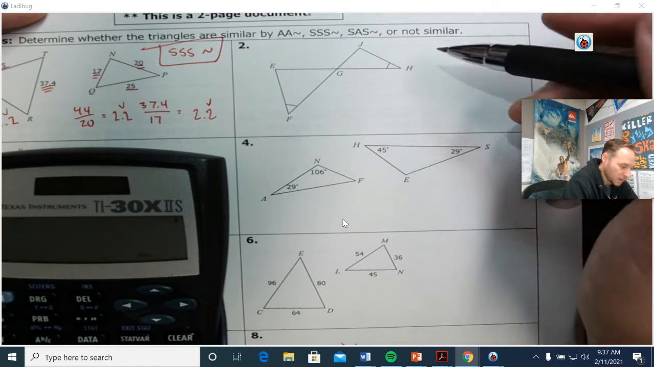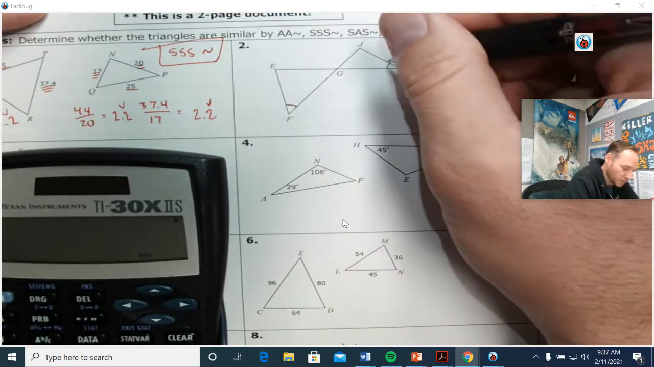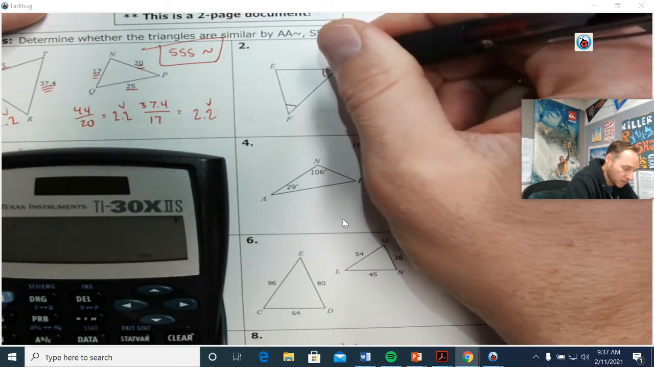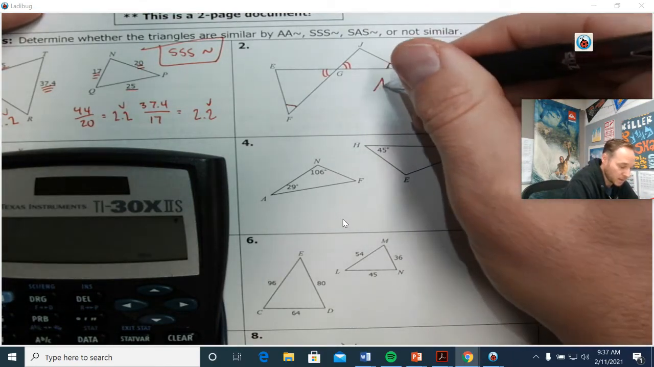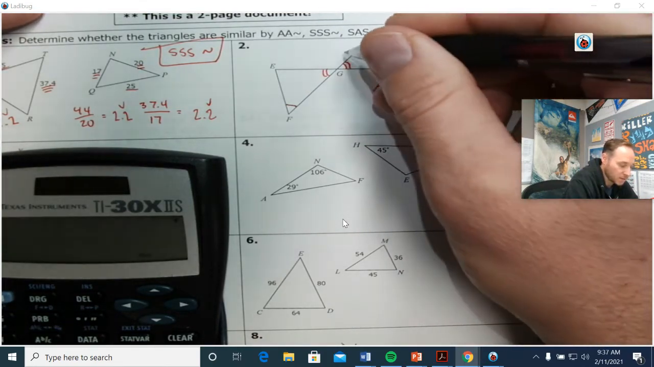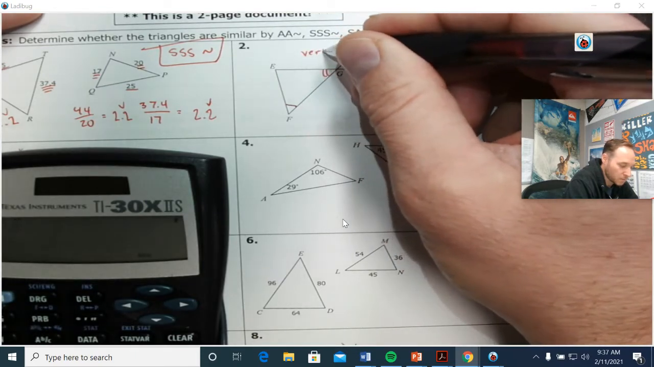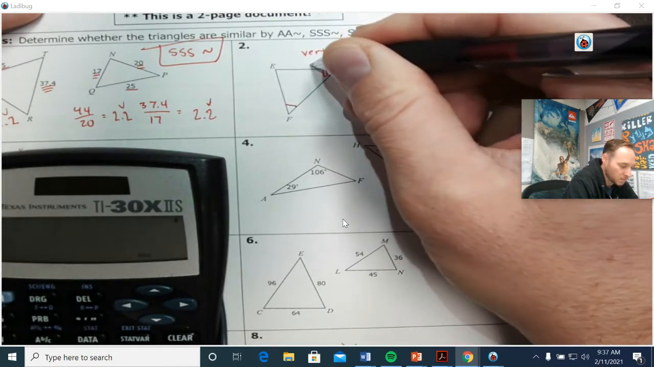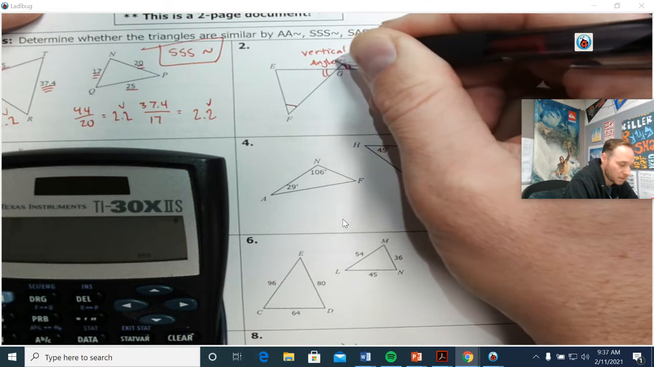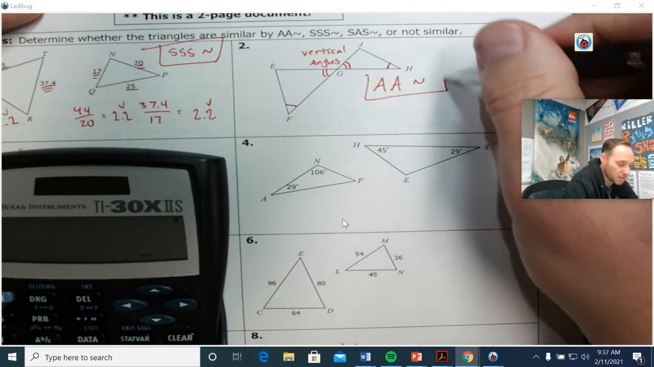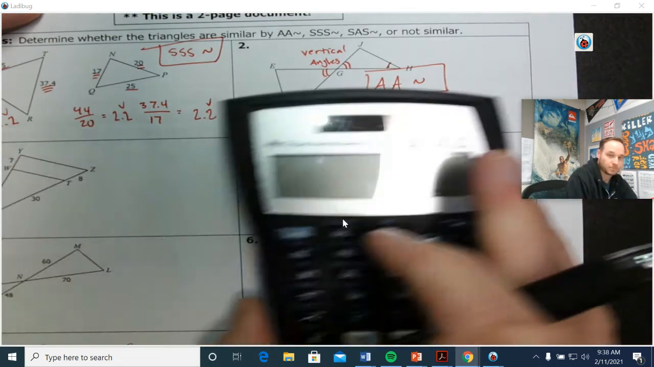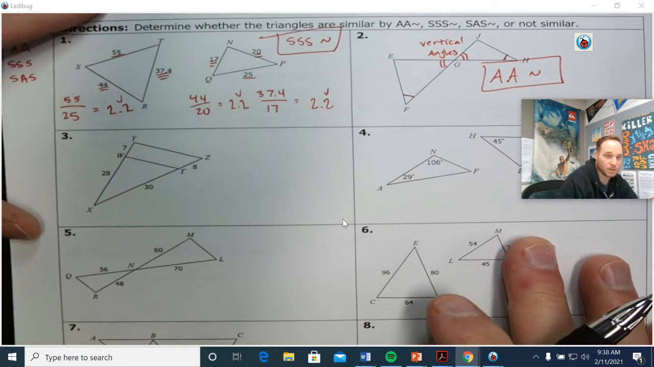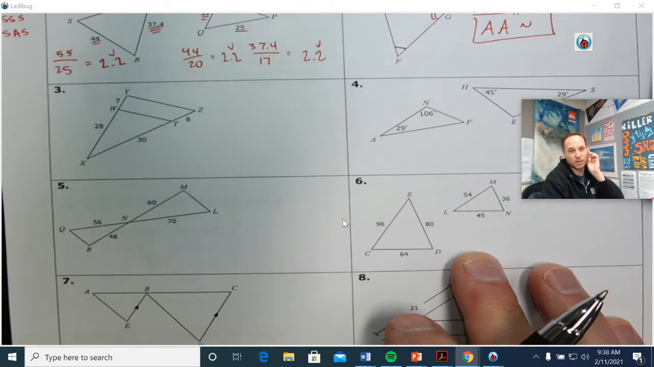Let's look at number 2. Number 2 has a congruent angle, and we know that this angle is congruent to this angle, so these are similar by angle similarity. We know these are congruent because they are vertical angles, and vertical angles are always congruent, so these are similar by angle similarity. Let's check number 3.